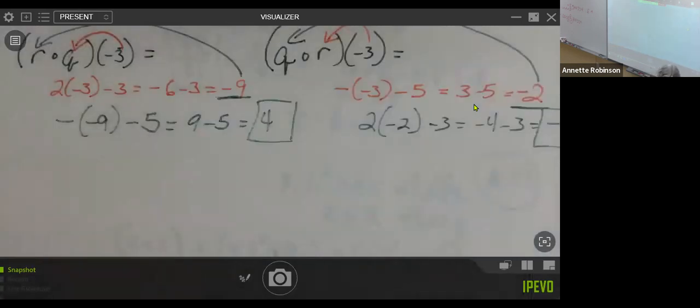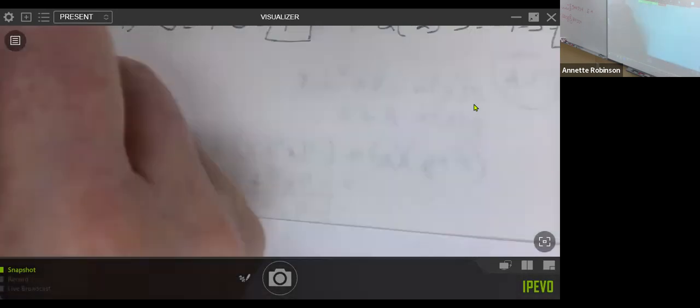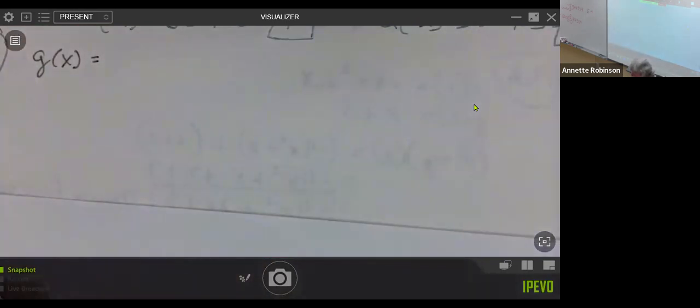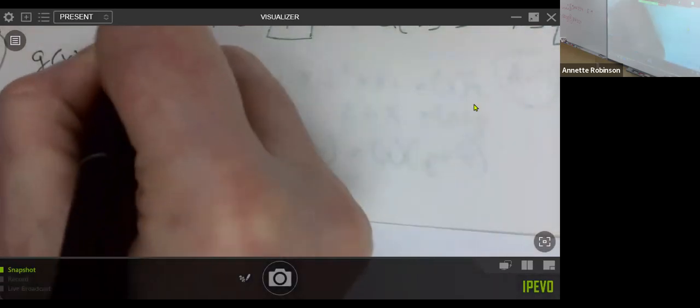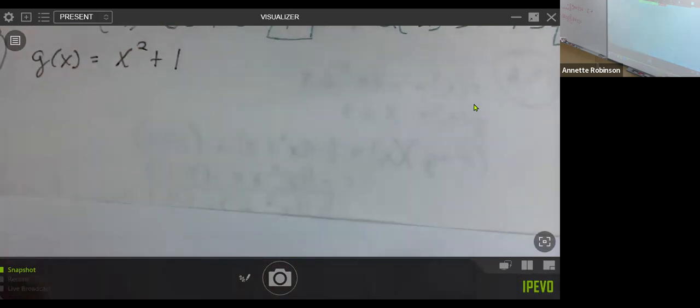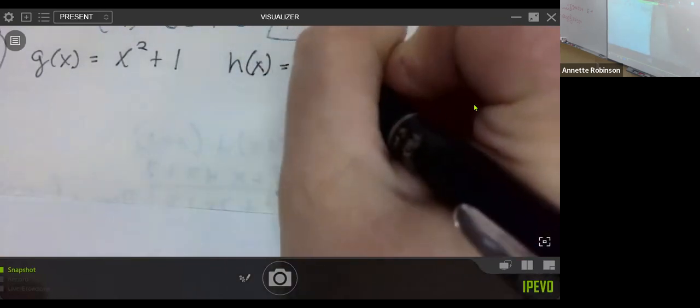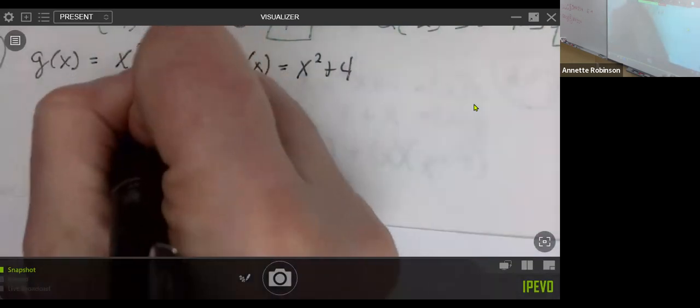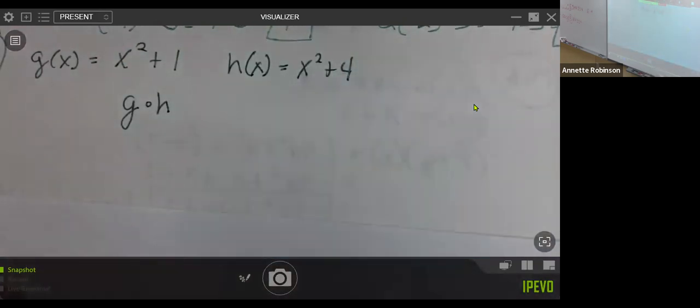All right, this is slide number 21. I have g of x function. Remember, that's just its name, okay? Don't mess with its name. What it does is x squared plus 1. That's what we've got to mess with. And h of x, which is given to me as x squared plus 4. And we are to find the composition g of h, and then specify the domain using interval notation.